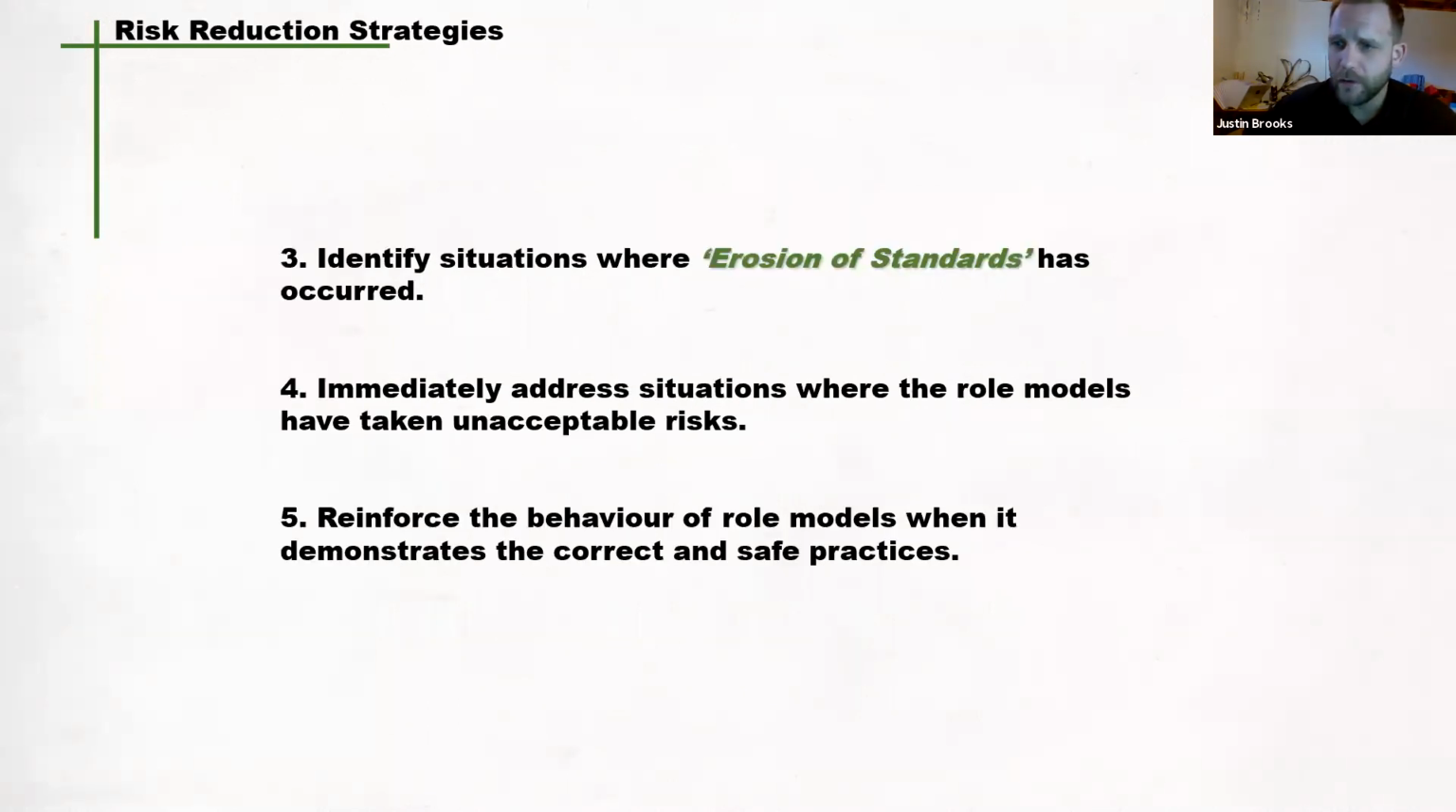Three, erosion of standards is that slow creep over time where a standard becomes loose or watered down. It's no longer being followed as prescribed. This can happen on simple things like how hand tools are used and cared for. It could be complex technical procedures where shortcuts are gradually introduced over time and then become the norm.